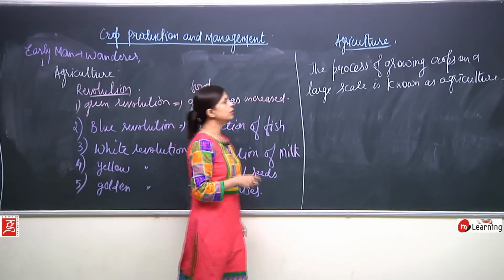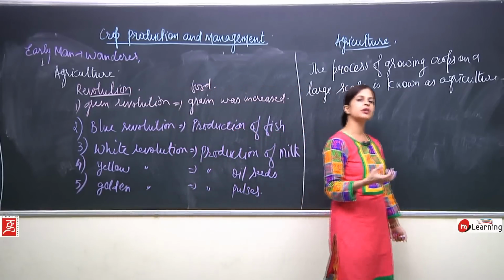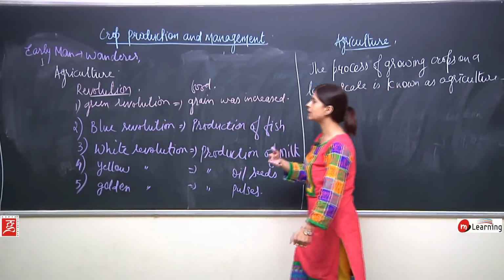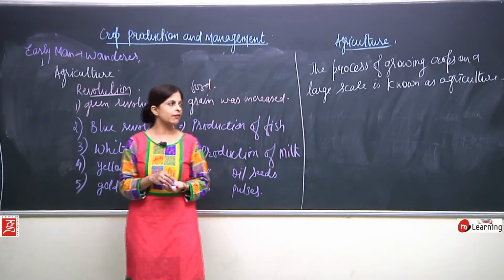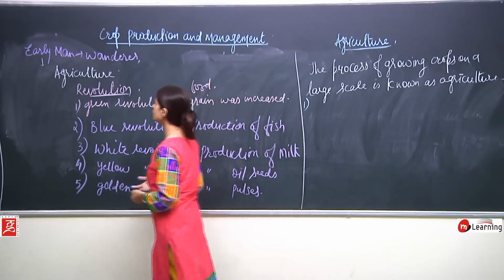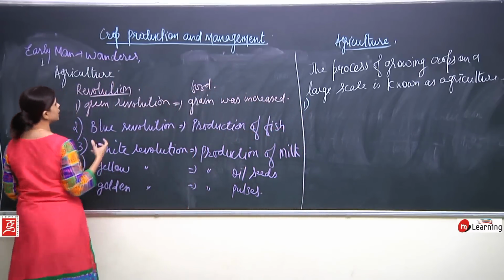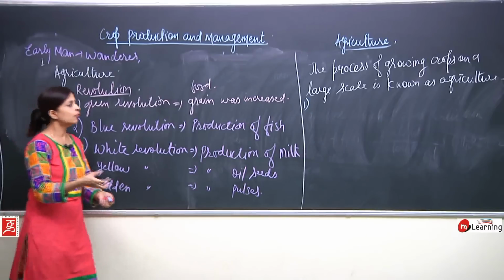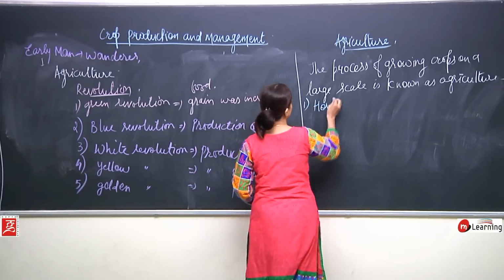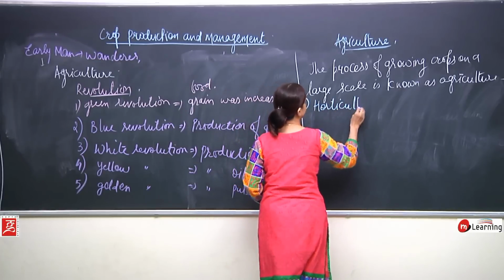Agriculture. Now, before starting with agriculture, I would just like to inform you also about the types, or we can say the branches of agriculture. Why am I telling this? When we are reading agriculture, we should also know what the different branches can be. So first of all is horticulture.